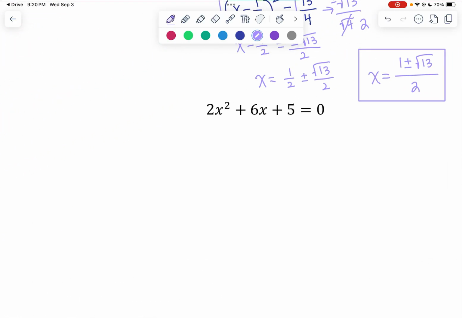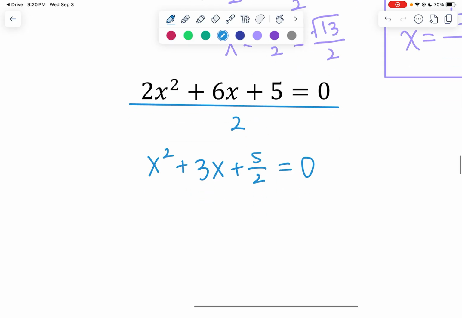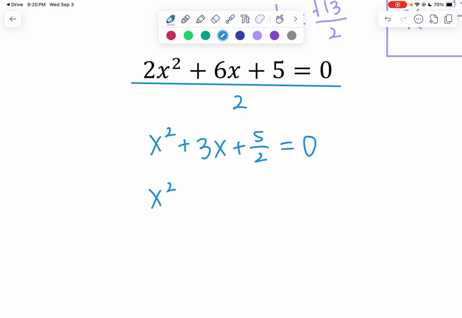Okay. First thing I'm seeing is that this is 2 and it can't be. And this 5 needs to go over to the other side. But first let's tackle this 2 because I can't complete the square unless that's 1. So I'm going to start by dividing everything by 2. So I get x squared plus 3x plus 5 over 2 equals 0. Okay, now I'm going to move the 5 over 2 over to the other side. So x squared plus 3x, I'm going to leave a blank spot, equals negative 5 over 2. Okay, and I'm going to figure out what should go here.